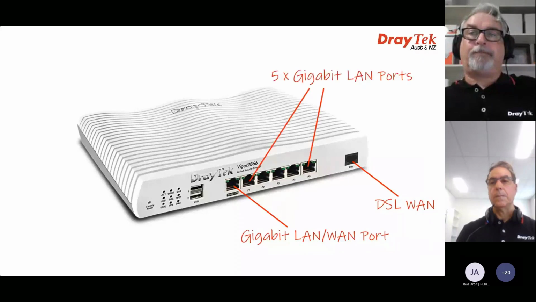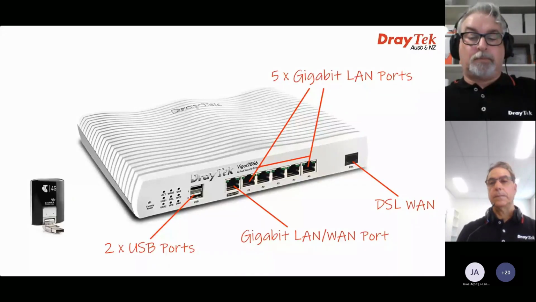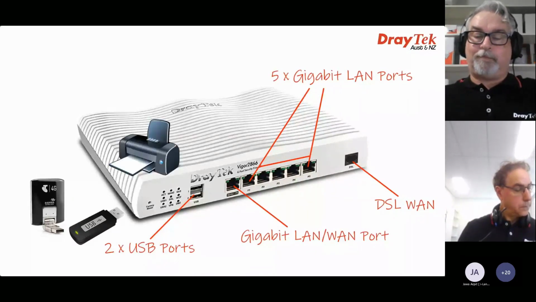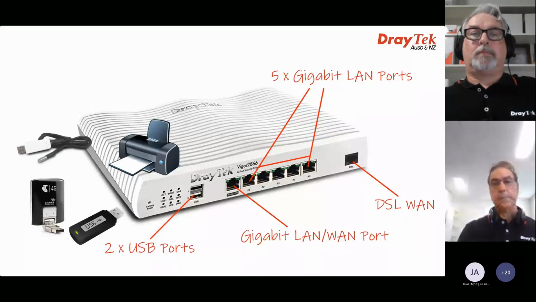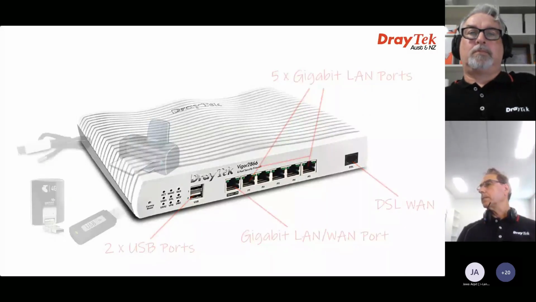5 gigabit Ethernet LAN ports to connect PCs and other devices, and 2 USB ports which can be connected to a 3G or 4G USB modem or a USB flash drive or hard drive for sharing files on a network or collecting Syslogs, or you can connect a USB printer to make it accessible on a network, or even a USB thermometer to monitor environmental temperature and receive email or text alerts if it gets too hot or cold. If we compare it to the Vigor2865, we can see it looks identical.